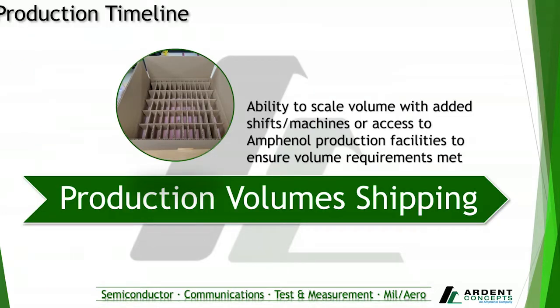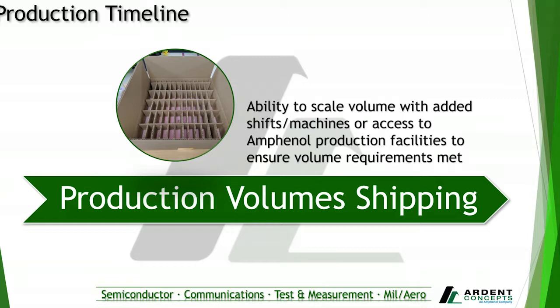From there, with the ability to scale volume, we begin to ship those production volumes, and we start to look at things like packaging requirements and access to the production facilities of Amphenol if we need to ultra scale for high volume production. So certainly we can offer you jewel cases or high volume packaging with lot and serial numbering to make sure that everything that comes through your door meets any of the specifications you desire.